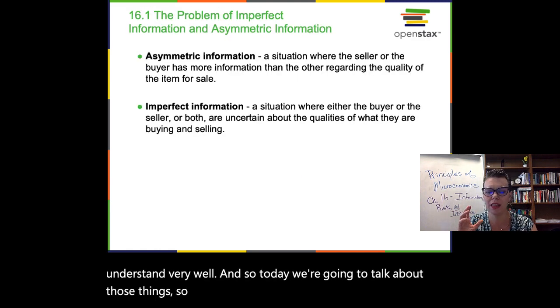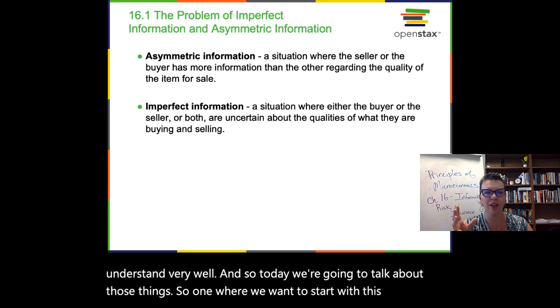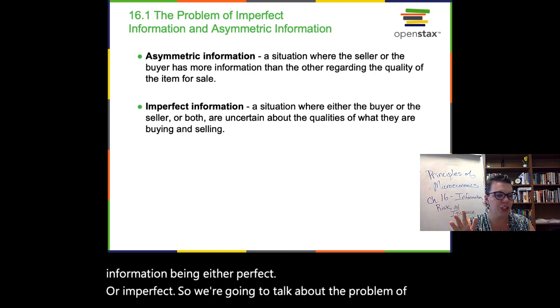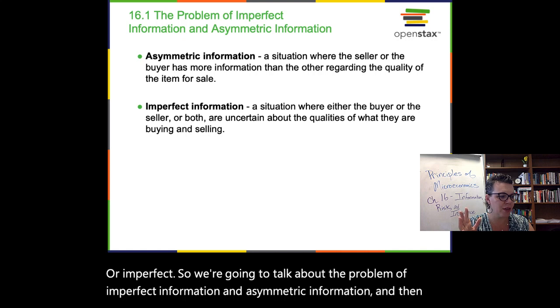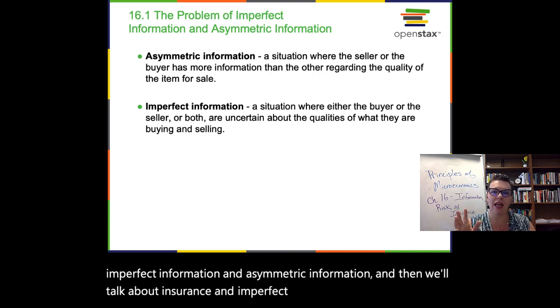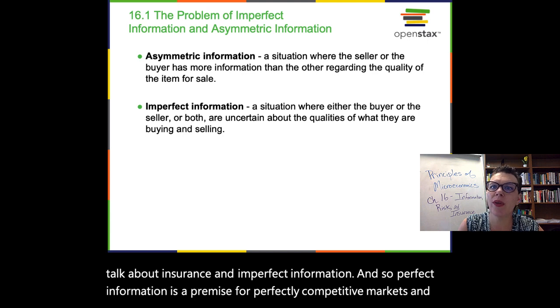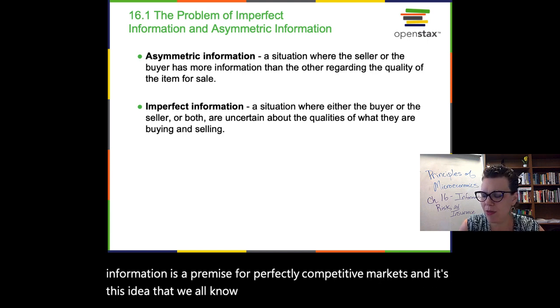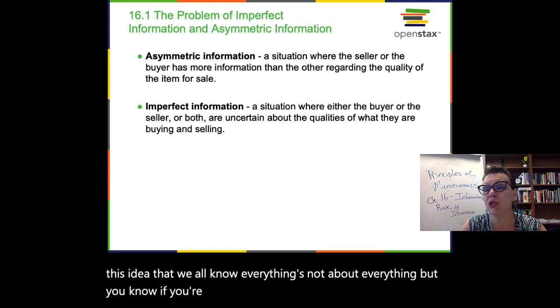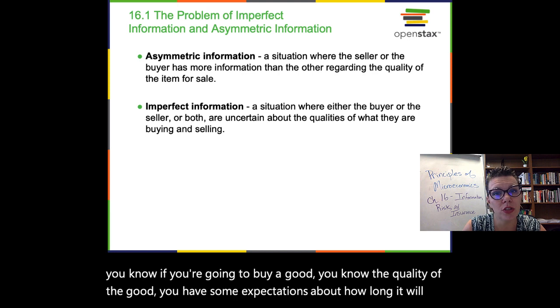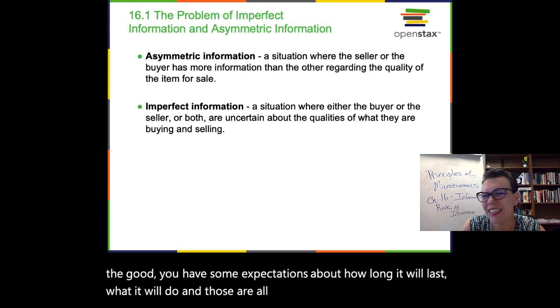So where we want to start with this is this idea of information being either perfect or imperfect. So we're going to talk about the problem of imperfect information and asymmetric information, and then we'll talk about insurance and imperfect information. And so perfect information is a premise for perfectly competitive markets, and it's this idea that we all know everything. Not about everything, but if you're going to buy a good, you know the quality of the good, you have some expectations about how long it will last, what it will do, and those are all reasonable. That's an example of perfect information.